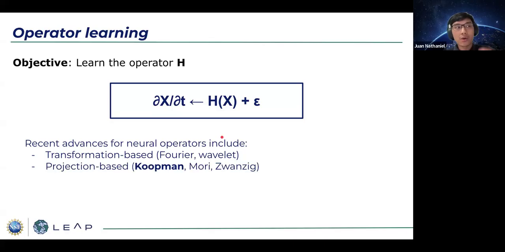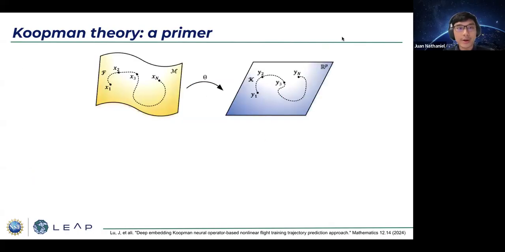And there is also quite a bit of resurgence for projection-based neural operators. And I'm going to discuss mostly Koopman, but there are other emerging frameworks like the Mori-Zwanzig projection operators, which just have a lot more bells and whistles to them. But we'll start with Koopman first, and many others. So just a little bit of primer for Koopman theory.